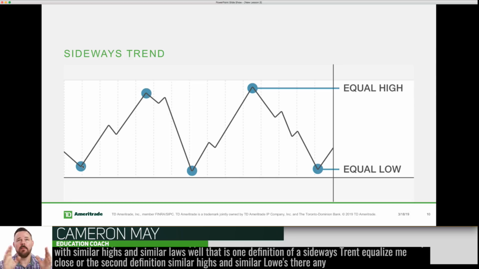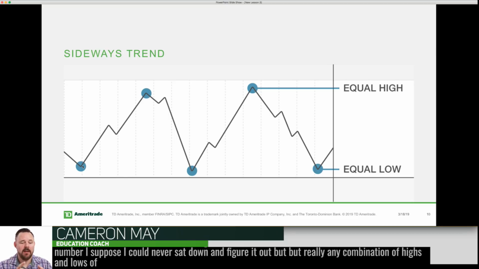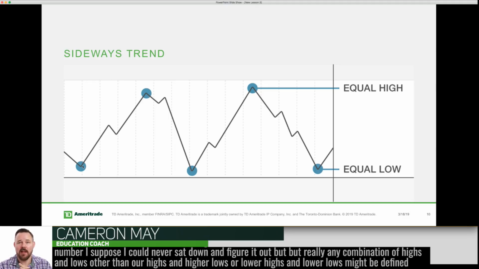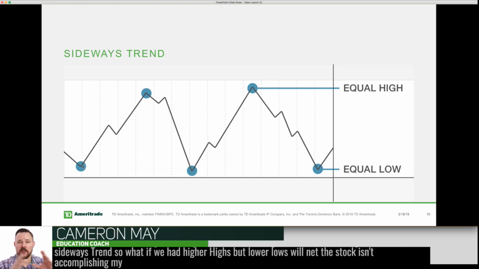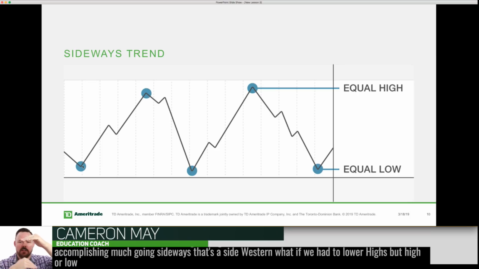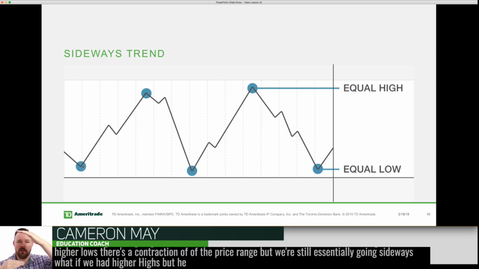There are any number of, not any number, I suppose I could number them if I sat down and figured it out, but really any combination of highs and lows other than higher highs and higher lows, or lower highs and lower lows, might be defined as a sideways trend. So what if we had higher highs but lower lows? Well, net, the stock isn't accomplishing much. It's going sideways. That's a sideways trend. What if we had lower highs but higher lows? There's a contraction of the price range, but we're still essentially going sideways. What if we had higher highs but equal lows?